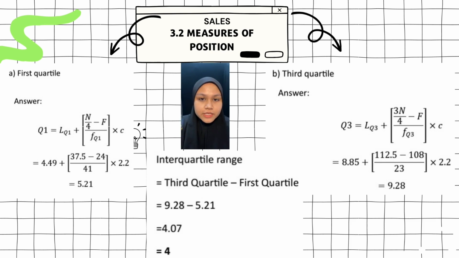And the last one is sales. The position of the first quartile is located at class interval 4.50 until 6.69 by observing the value of cumulative frequency, while the position of the third quartile is located at class interval 8.90 until 11.09 by observing the value of cumulative frequency. Therefore, the first and third quartile are 5.21 and 9.28 respectively. Next, the interquartile range can be calculated by deducting the first quartile from the third quartile. The answer of our interquartile range is 4.07, so that the interquartile range is 4.